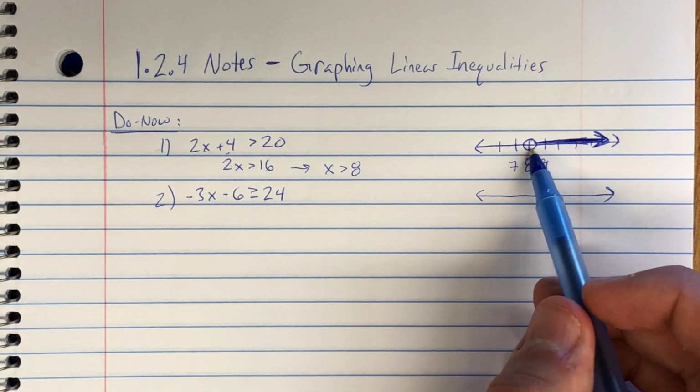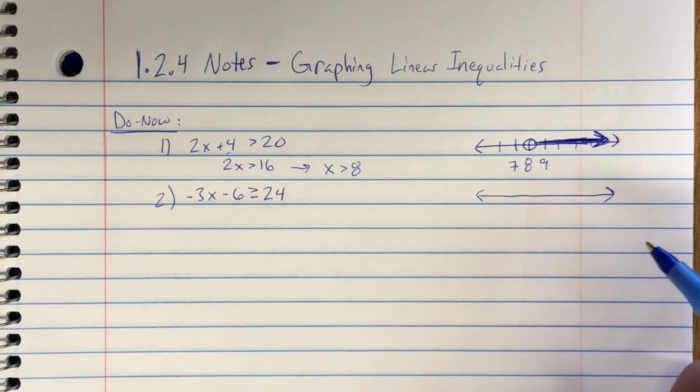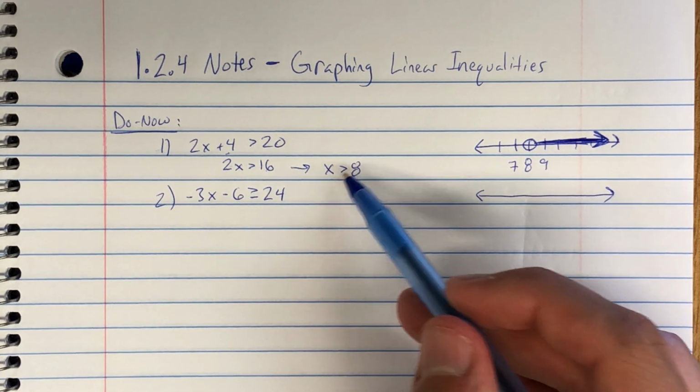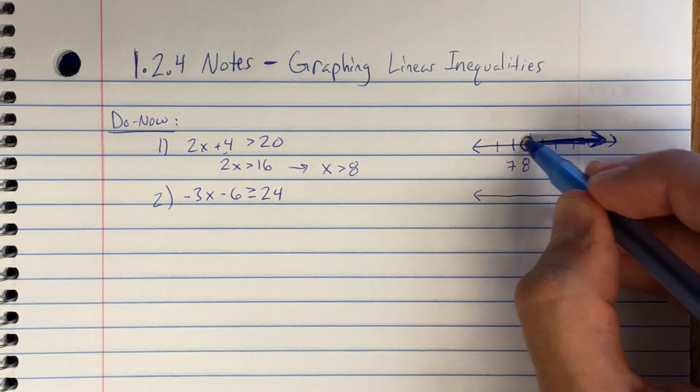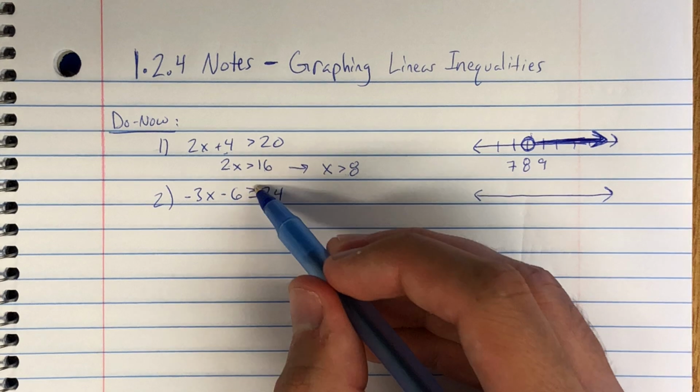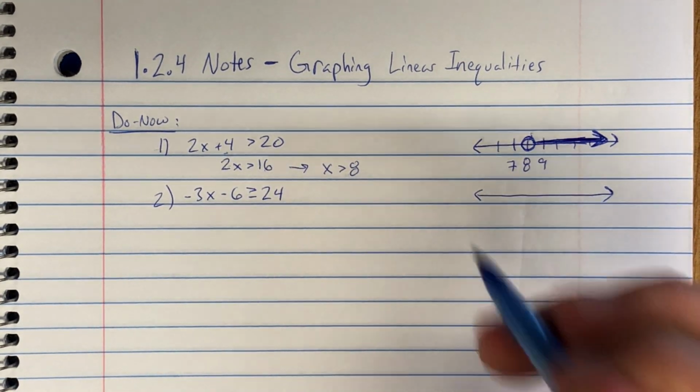Next, we need to decide whether we fill in the circle or leave it open. If it's greater than, but not equal to, you leave that circle open like so. If it's greater than or equal to, like the one below, you gotta shade it in.